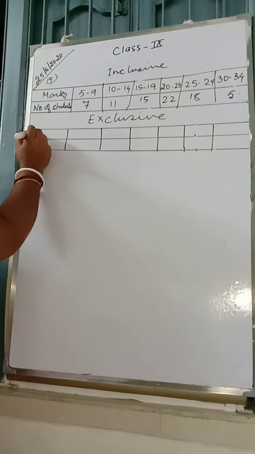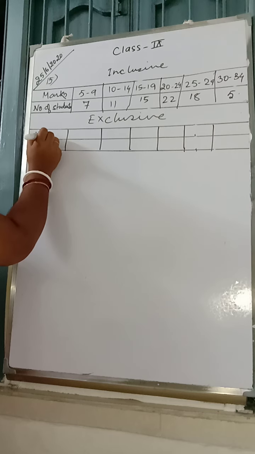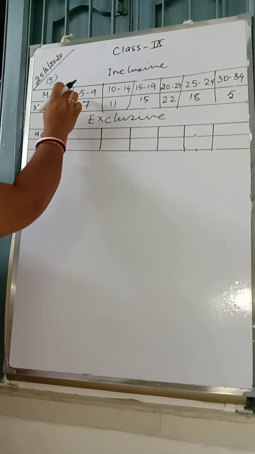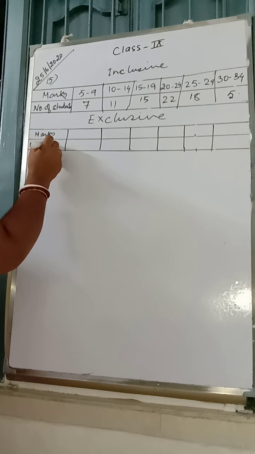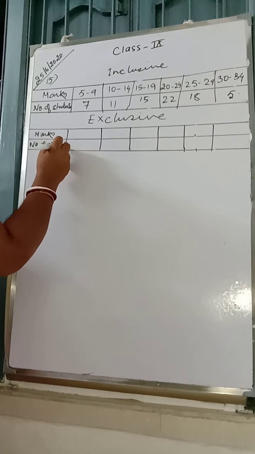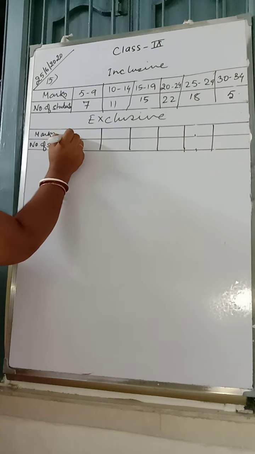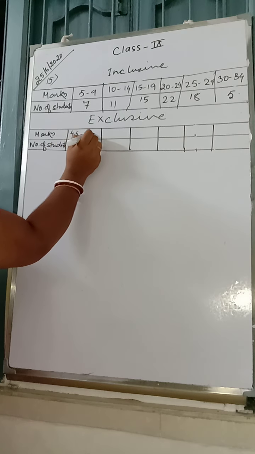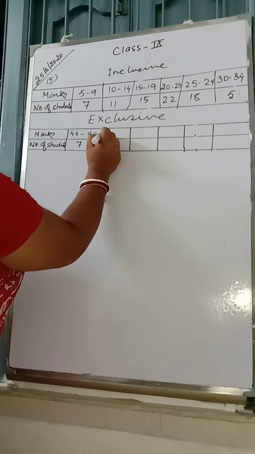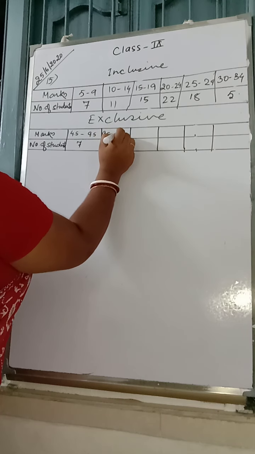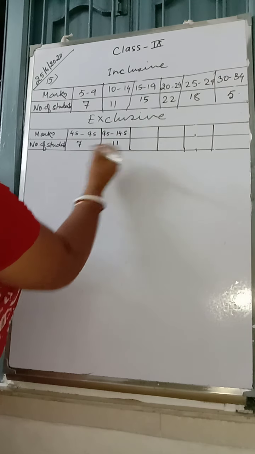What we do, we subtract 0.5 from the lower class limit and add 0.5 in the upper class limit, is it? So what would be the exclusive? It will be 4.5 to 9.5. Frequency is 7. 9.5 to 14.5. Frequency is 11.